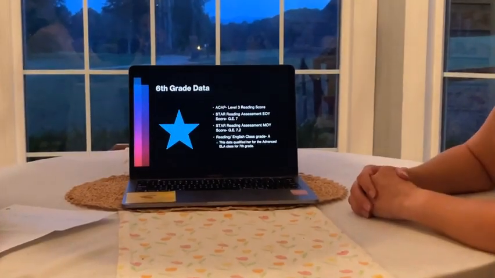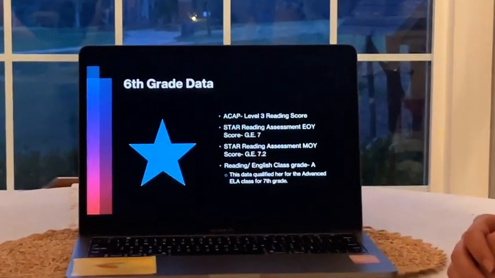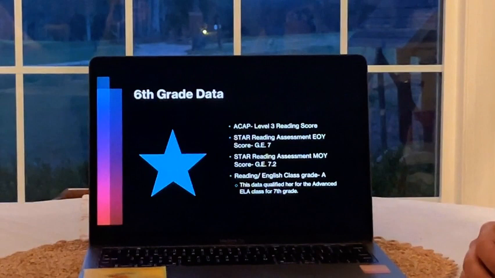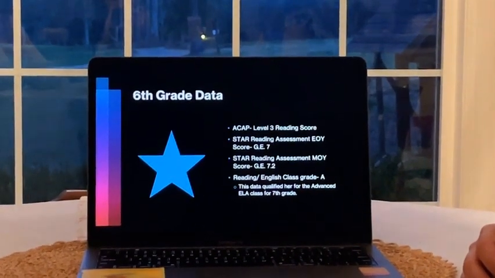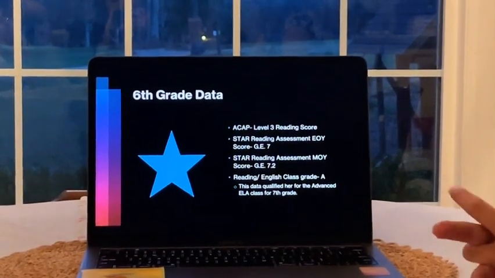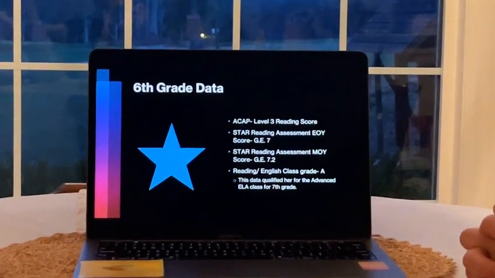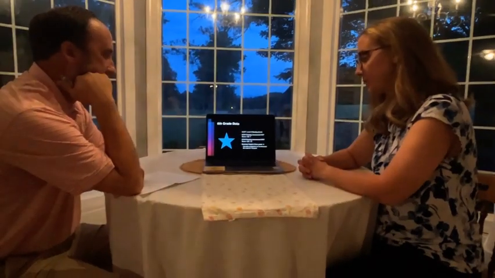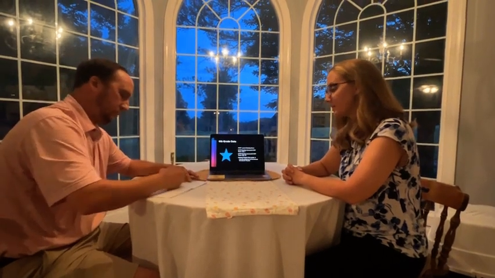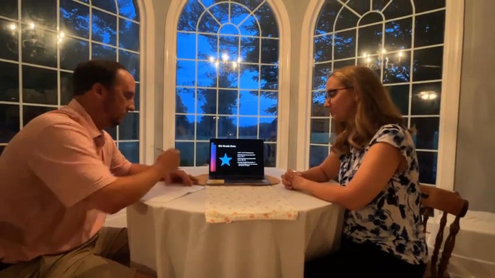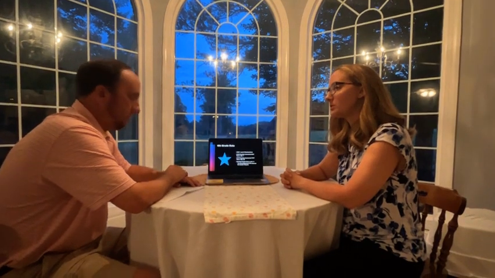Okay. In 6th grade, at the end of 6th grade, she scored a level 3 in ACAP. She had an end of the year grade equivalency of 7 and a middle of the year grade equivalency of 7.2, and an English and reading class grade of A. All of this data is what qualified her for the advanced ELA class for 7th grade. Okay. Are there any questions you have about her data?